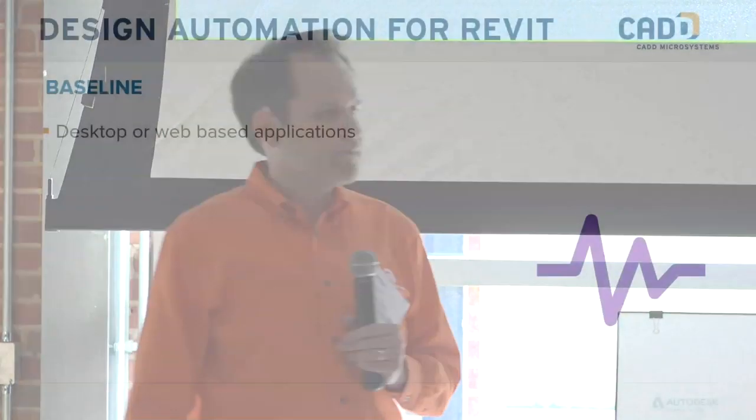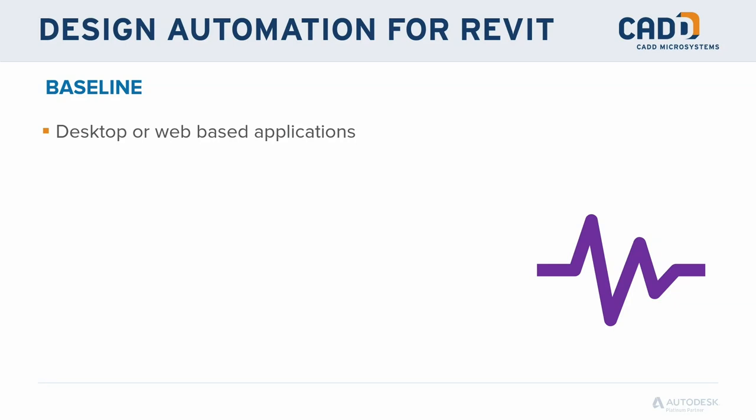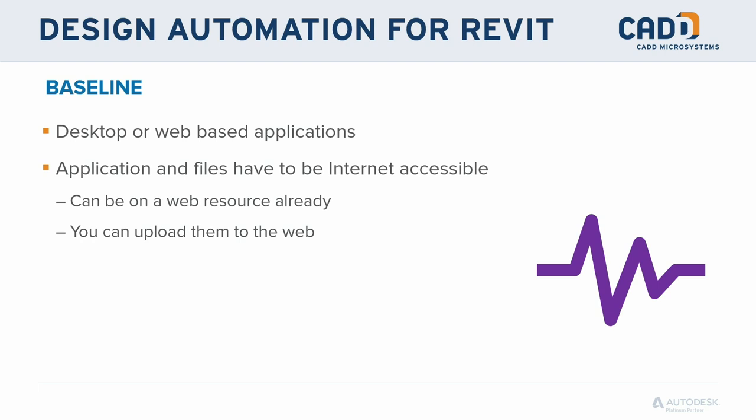So as a baseline for design automation, you can build an application that is Windows or desktop-based, or it's web-based. Now, with that, your application and the files in the application have to be internet accessible. So I can't just have a completely off-the-web file. The design automation API calls from the web. It has to be able to see the web. I have to be able to upload my files to the web. What it essentially is, is a headless version of Revit. So it is a UI-less version of Revit sitting in the cloud that can grab files and I can make it do stuff.